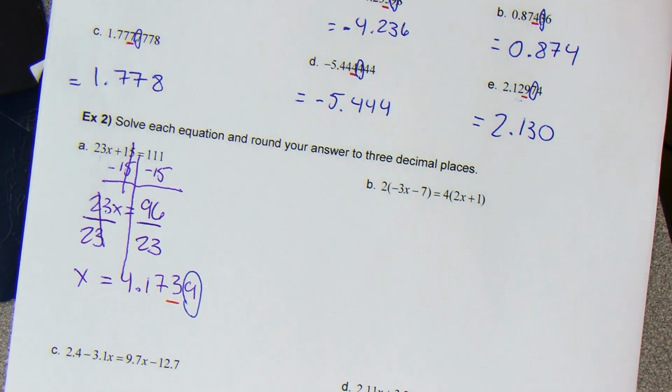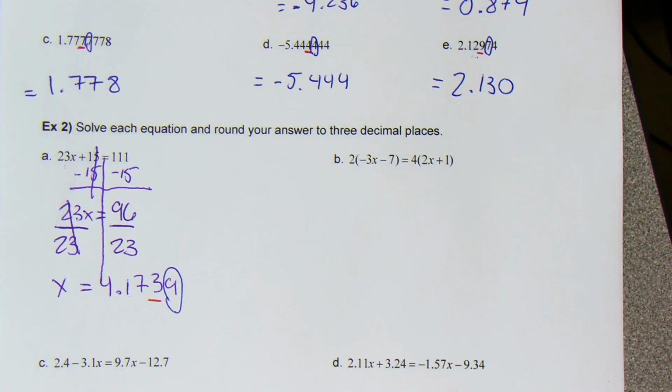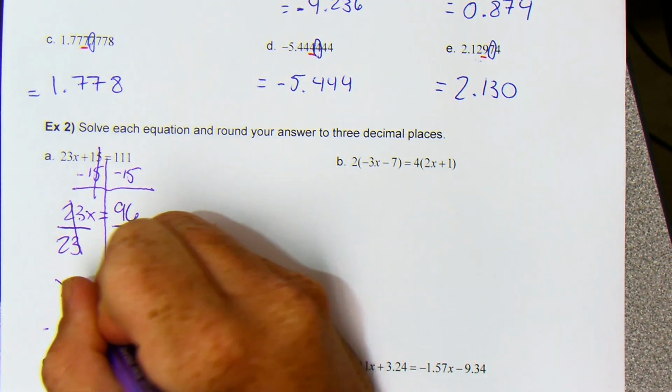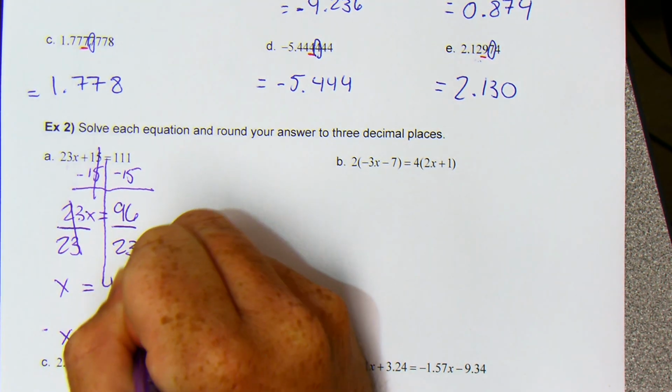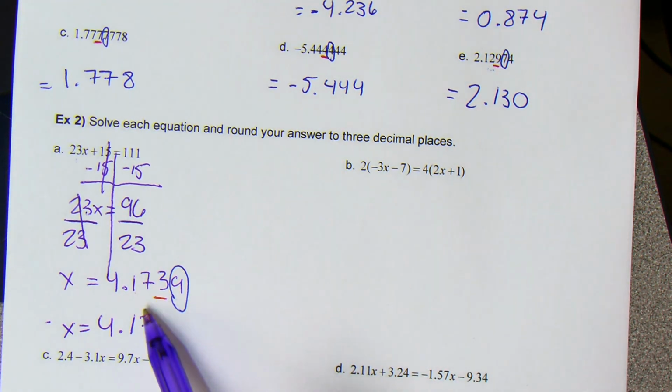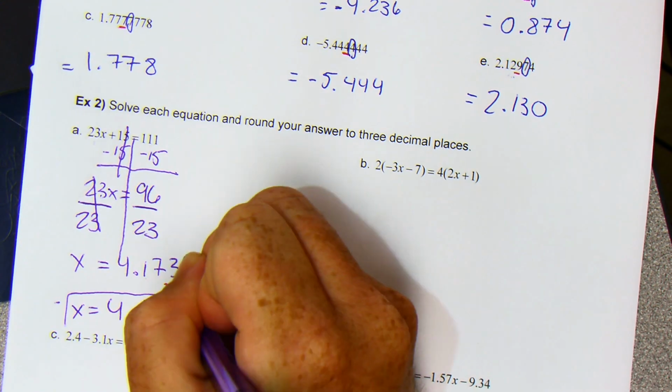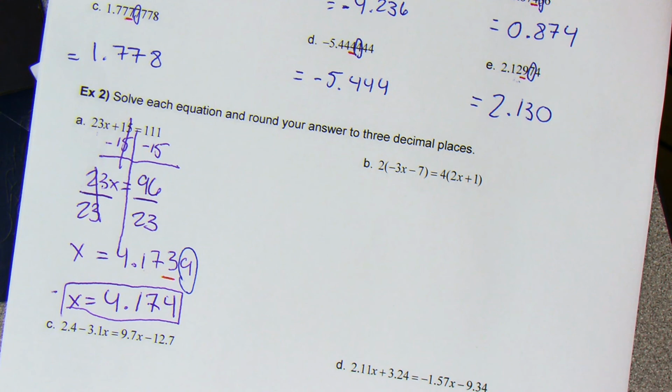And I know that that 9 is greater than 5, so I need to add 1 to my thousandths place and drop the rest. Okay, so now my new answer will be x equals 4.17. And instead of 3, I'm going to add 1 to that. And 3 plus 1 would be 4. And then I drop all of the other numbers. Okay, so my correct answer would be 4.174 for that problem.